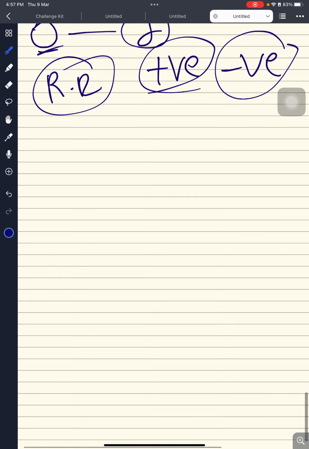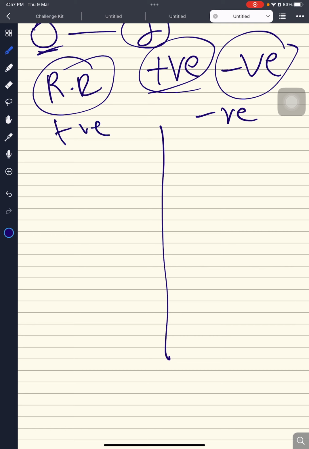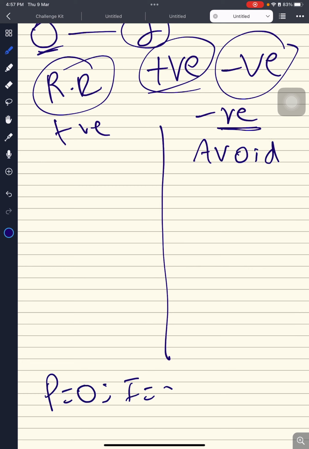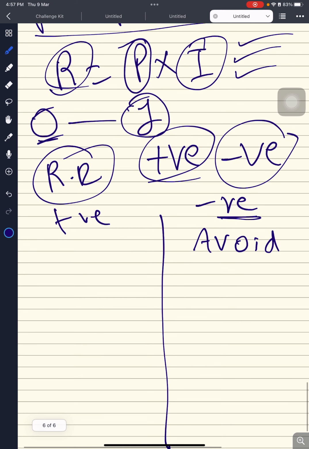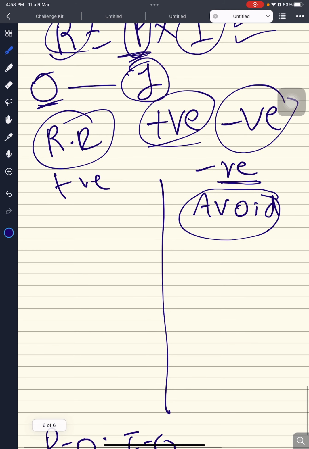Now you are handling them. Let me put it this way: negative risk, positive risk. The first strategy for the negative always is avoid. Avoid means making probability 0 or impact 0. As risk is probability into impact, anything multiplied by 0 becomes 0 automatically. So we will make the risk 0 when we use avoid as a strategy.